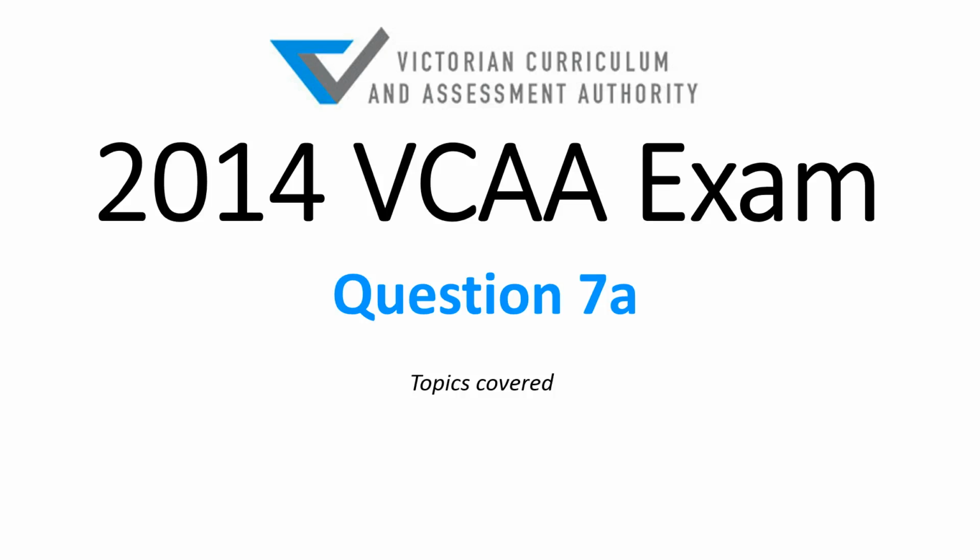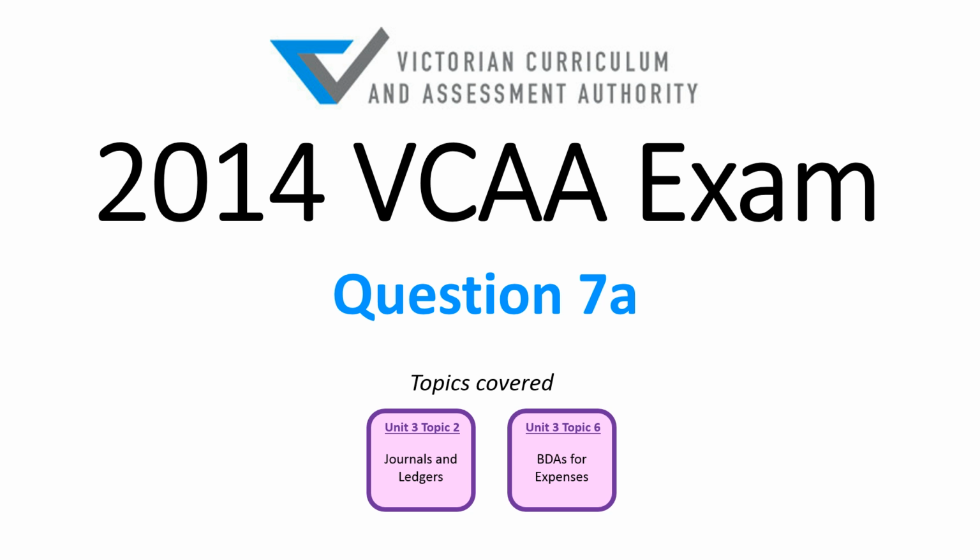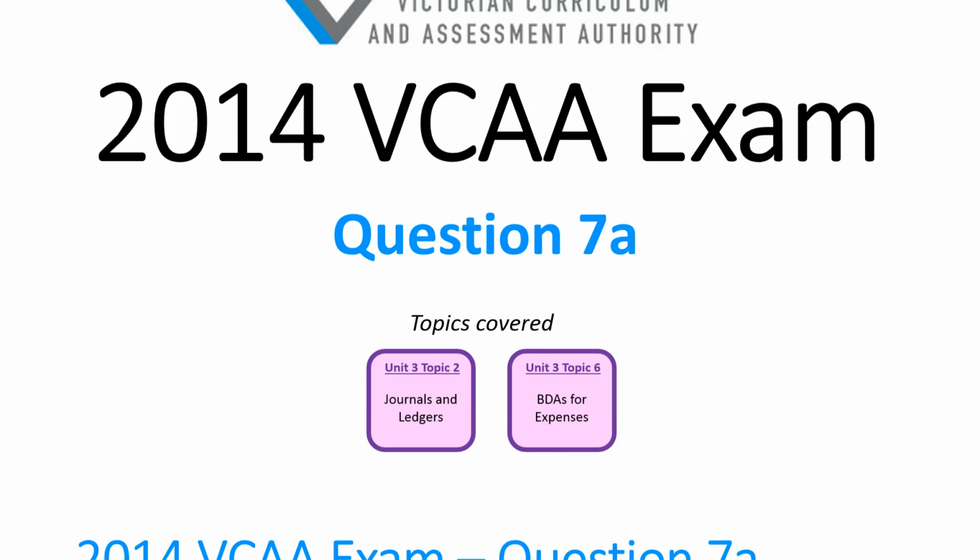Out of all the questions on the 2014 exam that had multiple parts, question 7 was the one that was done the worst. A lot of marks went lost because people didn't get to it. This question was in the middle of the paper. So the reason why so many kids did badly was purely because it was a difficult question to understand what was actually going on. So what you were actually being assessed on was in 7A, journals and ledgers, and also balance day adjustments for expenses.